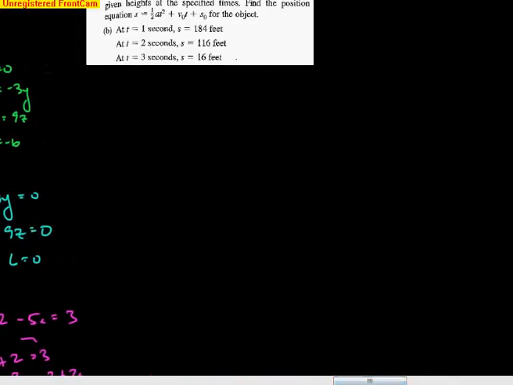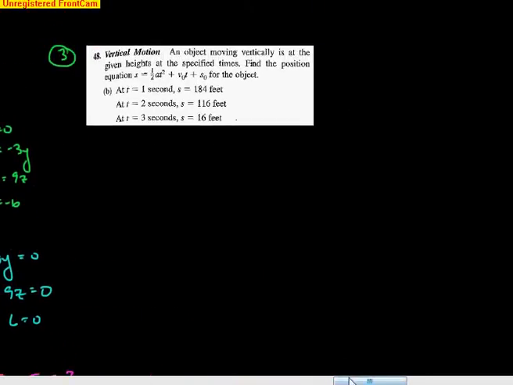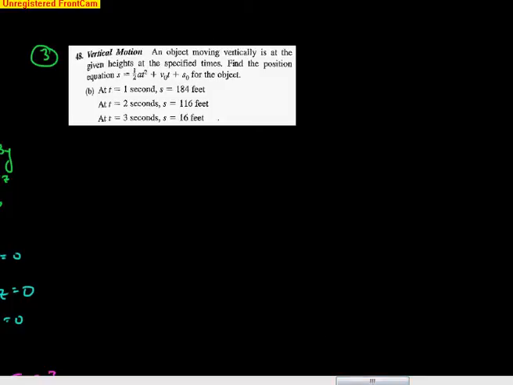Okay. Last question here. All right, vertical motion. An object in vertical motion travels with this height equation. Here's some points. T is 1, S is 184; 2, 116; 3, 16. Find the standard equation. Okay, so we are going to start by finding our three equations, by plugging in these numbers.